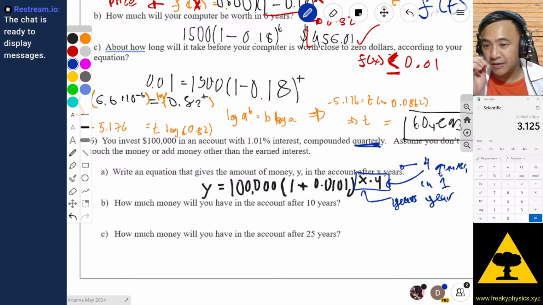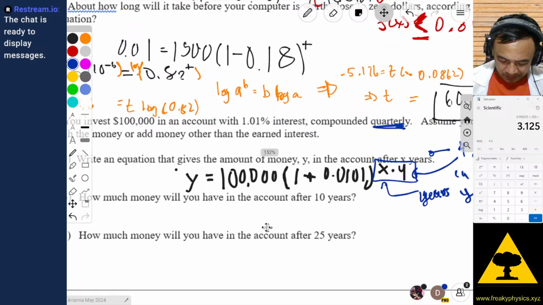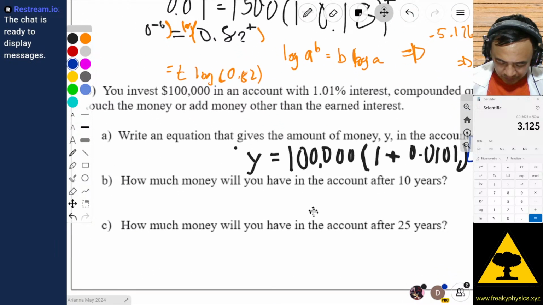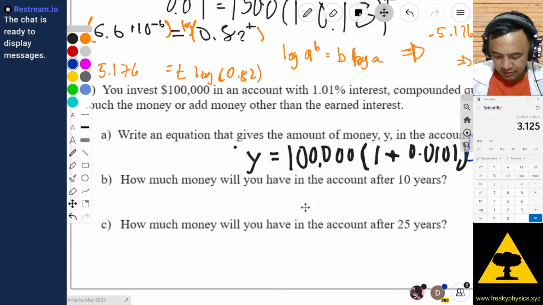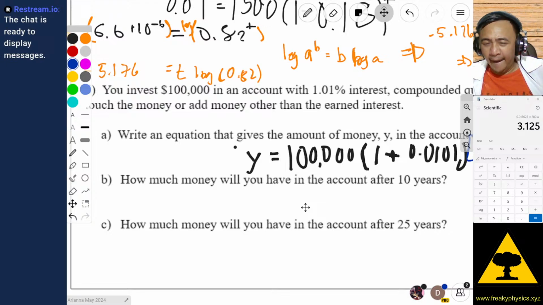Let's go to B. How much money will you have in the account after 10 years and then after 25? Is there a way I can just copy and paste this? Yep. Go ahead. Let me zoom in again a bit. I can't pick up stuff. Okay. I'll just rewrite everything.